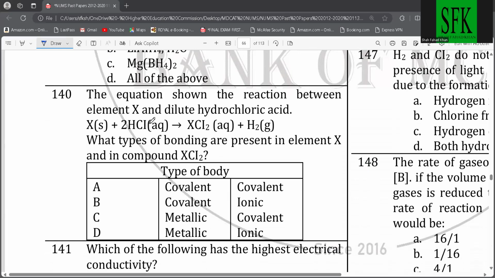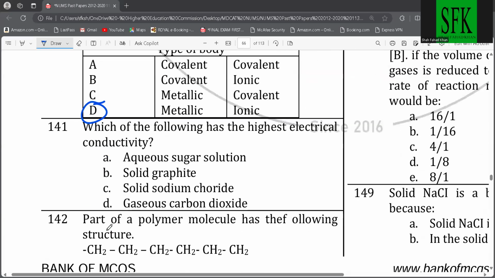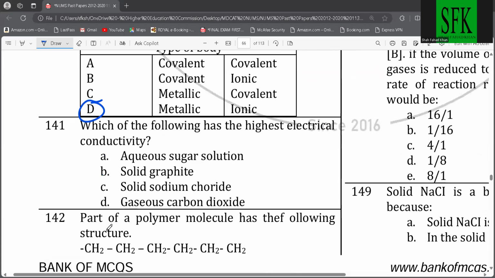Now because it's forming HCl2 and hydrogen gas, it must be a metal, because a metal when it reacts with an acid is going to release the hydrogen gas and a salt. Okay, so this has to be metal, so it's metallic, and then metallic compounds are mostly ionic, not covalent. Which of the following has the highest electrical conductivity?